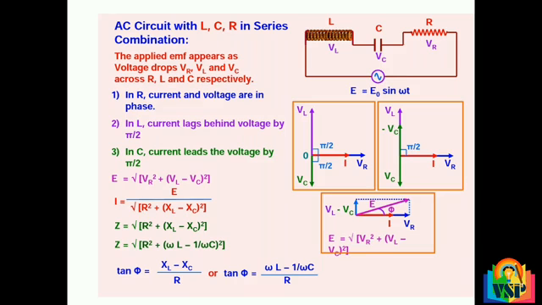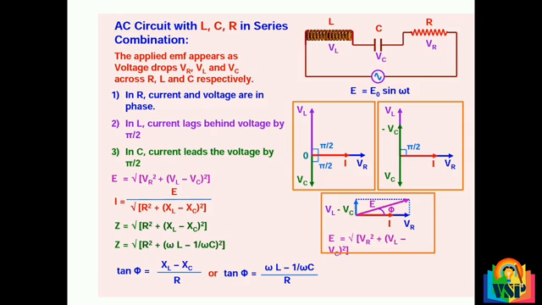Understand first one. In a resistance, current and voltage are in phase, meaning whenever an AC voltage is applied to a resistor, there is no phase difference. Second one, whenever an inductor is connected to an AC source, current lags behind voltage by pi by 2. In a capacitive circuit, whenever a capacitor is connected to an AC source, current leads the voltage by pi by 2 angle.